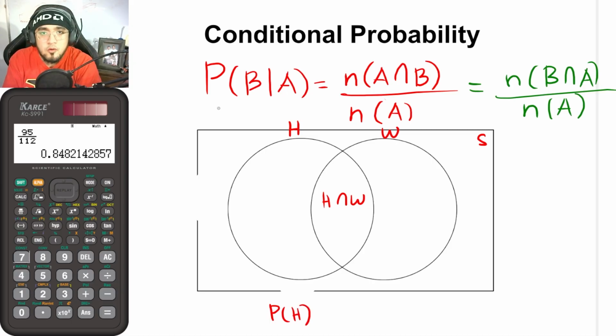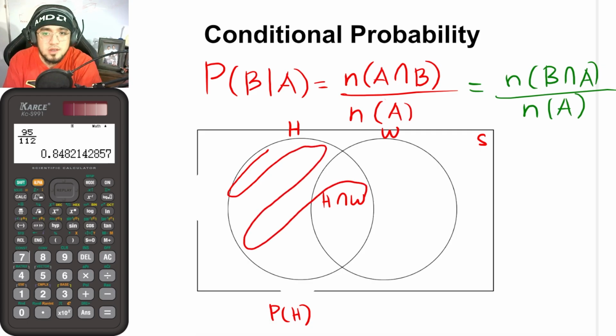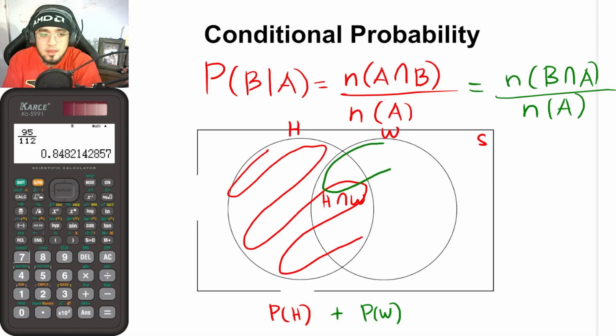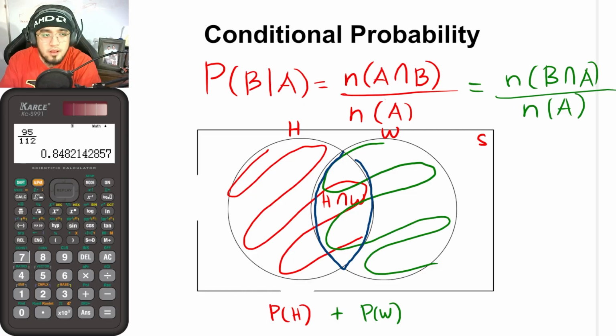H, we would now be getting all of this. And as for the probability of the wife, we are now getting this area here. As you can see, there is a redundant area at the middle. It is shaded both red and green, I should say. So from that, we must subtract the redundant part, and that is the probability of the intersection of husband and wife.